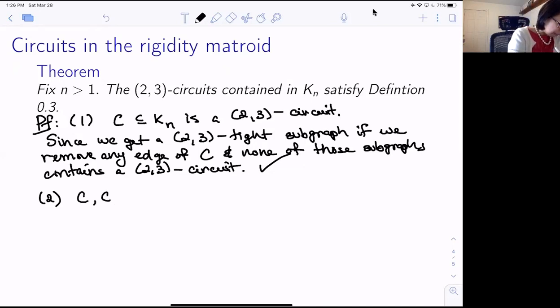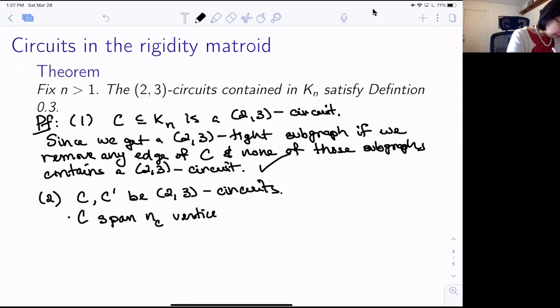So let C and C prime be 2-3 circuits. And let's suppose that C spans nC vertices. Just means that if I have the subgraph C, there are nC vertices in it. Similarly, C prime spans nC prime vertices, and we'll say that their intersection, C intersect C prime, spans n double prime vertices, okay? So let's think about the size of that intersection.